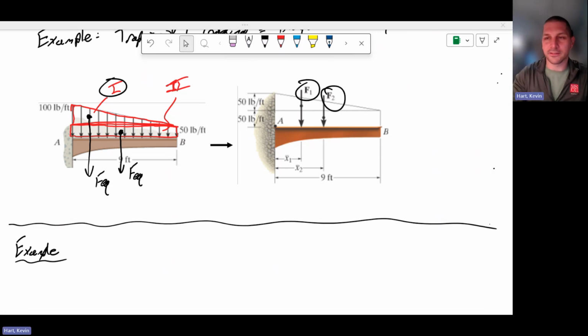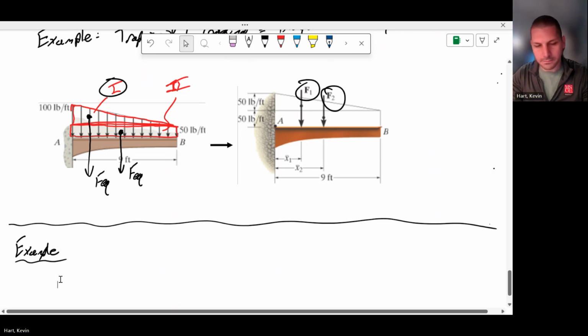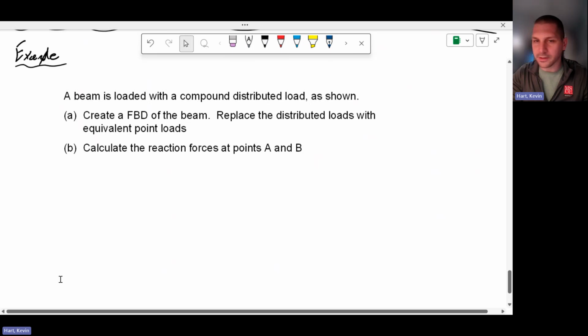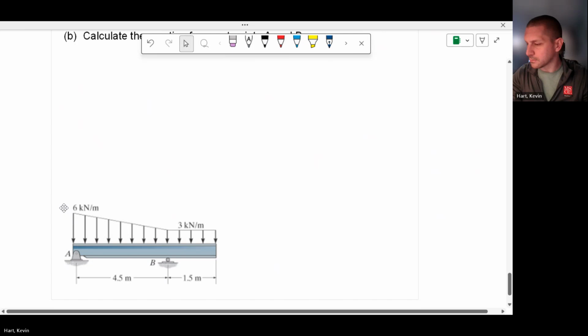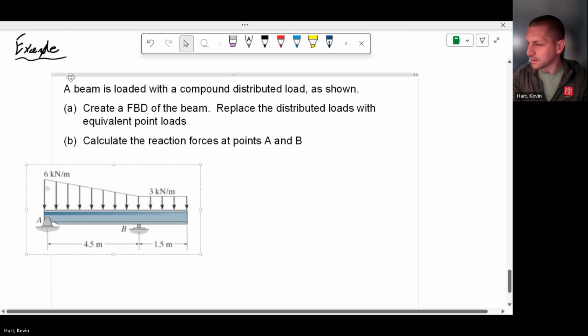This is the last slide of the lecture deck, and it is this example here. I'll just copy and paste it best I can. So here's the prompt, and I'll get the picture in here. Okay, put it all the way down there. Bring that back up. Okay, here we go.